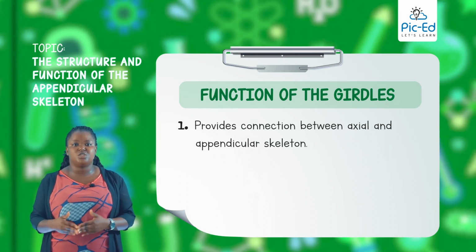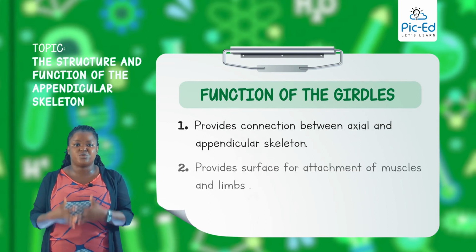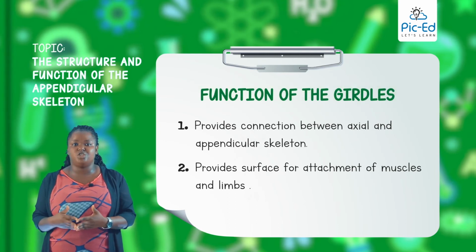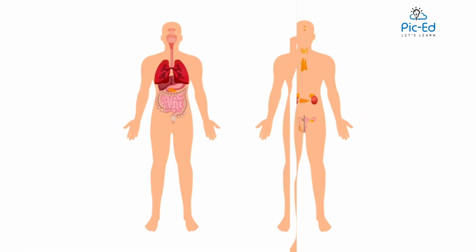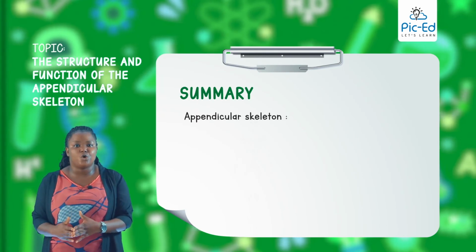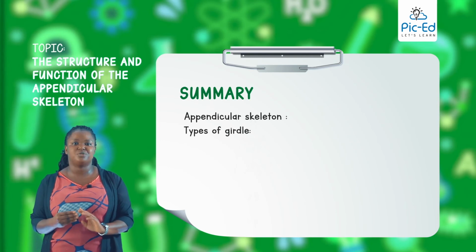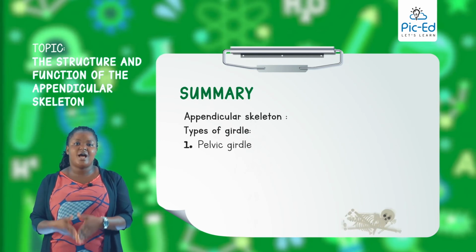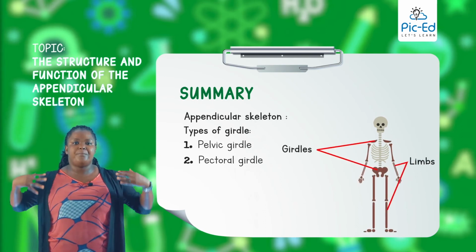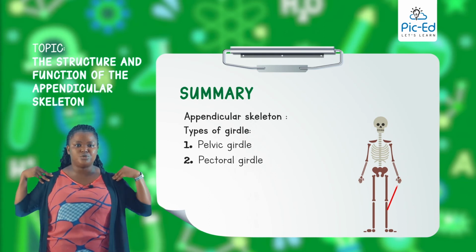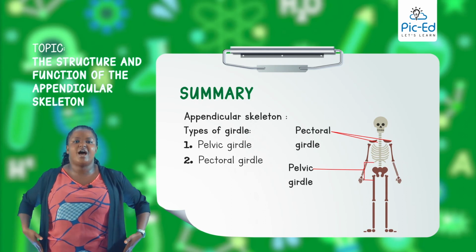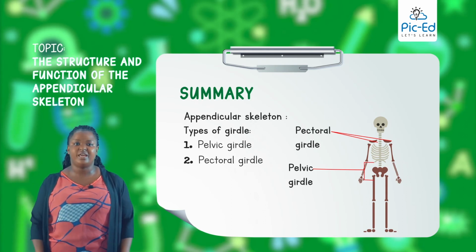The next importance of these girdles is they provide surface for attachment of muscles and limbs, which is very important during locomotion. In conclusion, the key points here are the appendicular skeleton is made up of 2 basic types of girdles, the pelvic girdle and the pectoral girdle. These girdles are attached to the limbs. The pectoral girdle is attached to your forelimbs or your arms, and the pelvic girdle located in your hip region is attached to your hind limbs. Those are the legs.